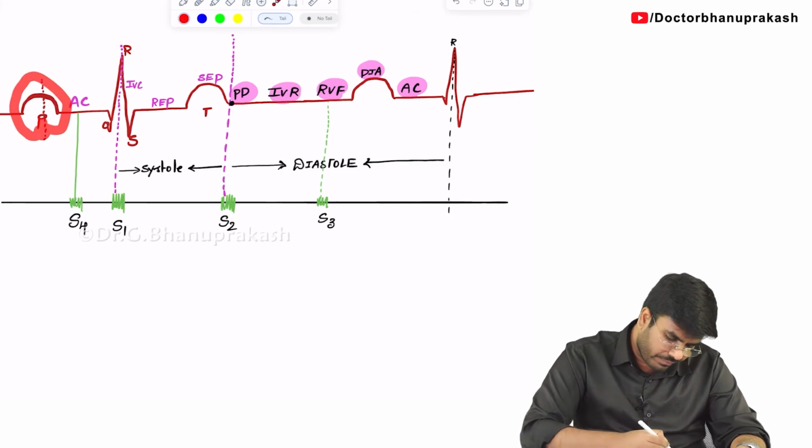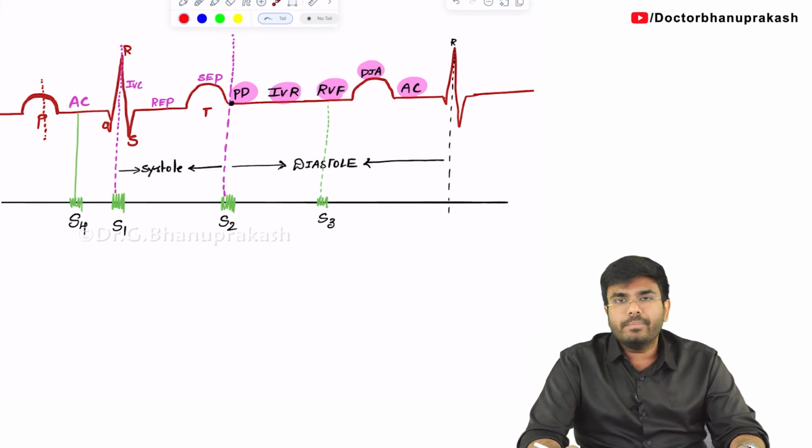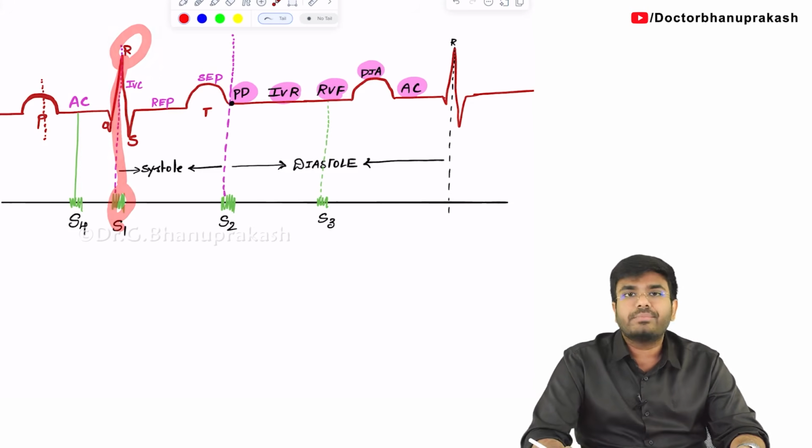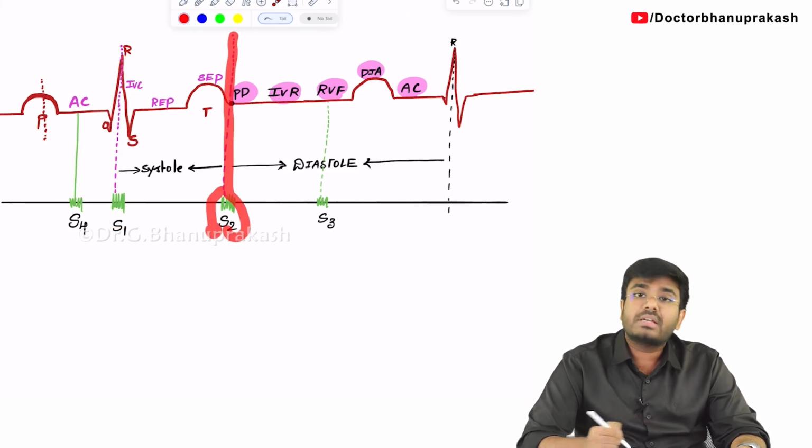Sir, after P wave, it's an S4 heart sound that is heard. Okay. R wave, which heart sound is heard? At the R wave, S1 heart sound is heard. At the end of the T wave, S2 heart sound is heard.